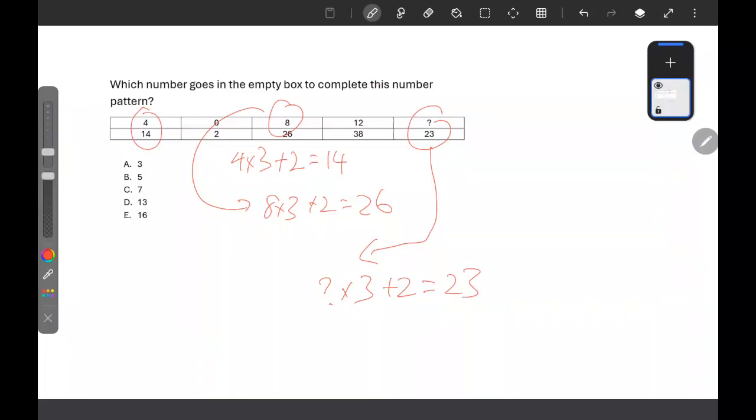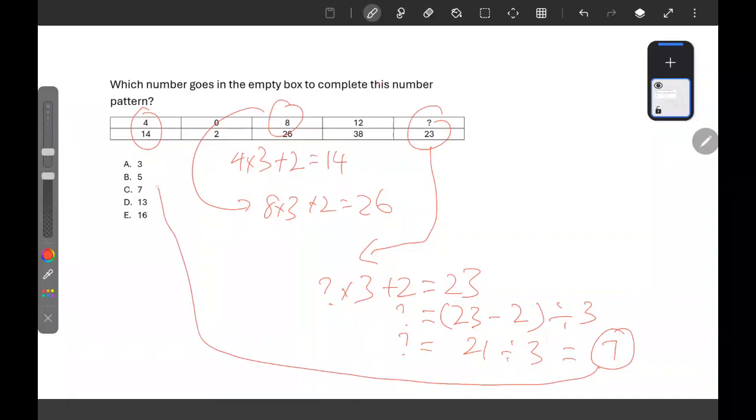Now let's work backward for our mystery box. Start with 23, do the opposite. 23 minus 2 is 21. What times 3 equals 21? It's 7. The missing number is 7, which is option C.